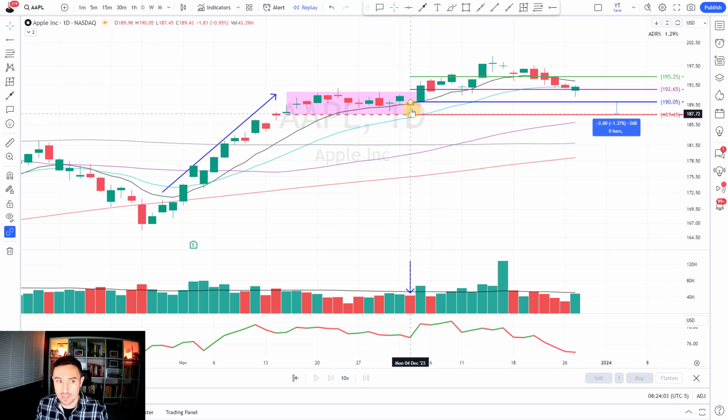percentage. Sometimes, like with an Apple like this, it's still a pretty tight stop, and it's like, okay, it's 1.37% versus an ADR of 1.29%. Okay, maybe it still makes sense there. But when you start going, in terms of your initial stop loss, wider than the 20-day ADR percentage, I think you really got to start thinking about it.